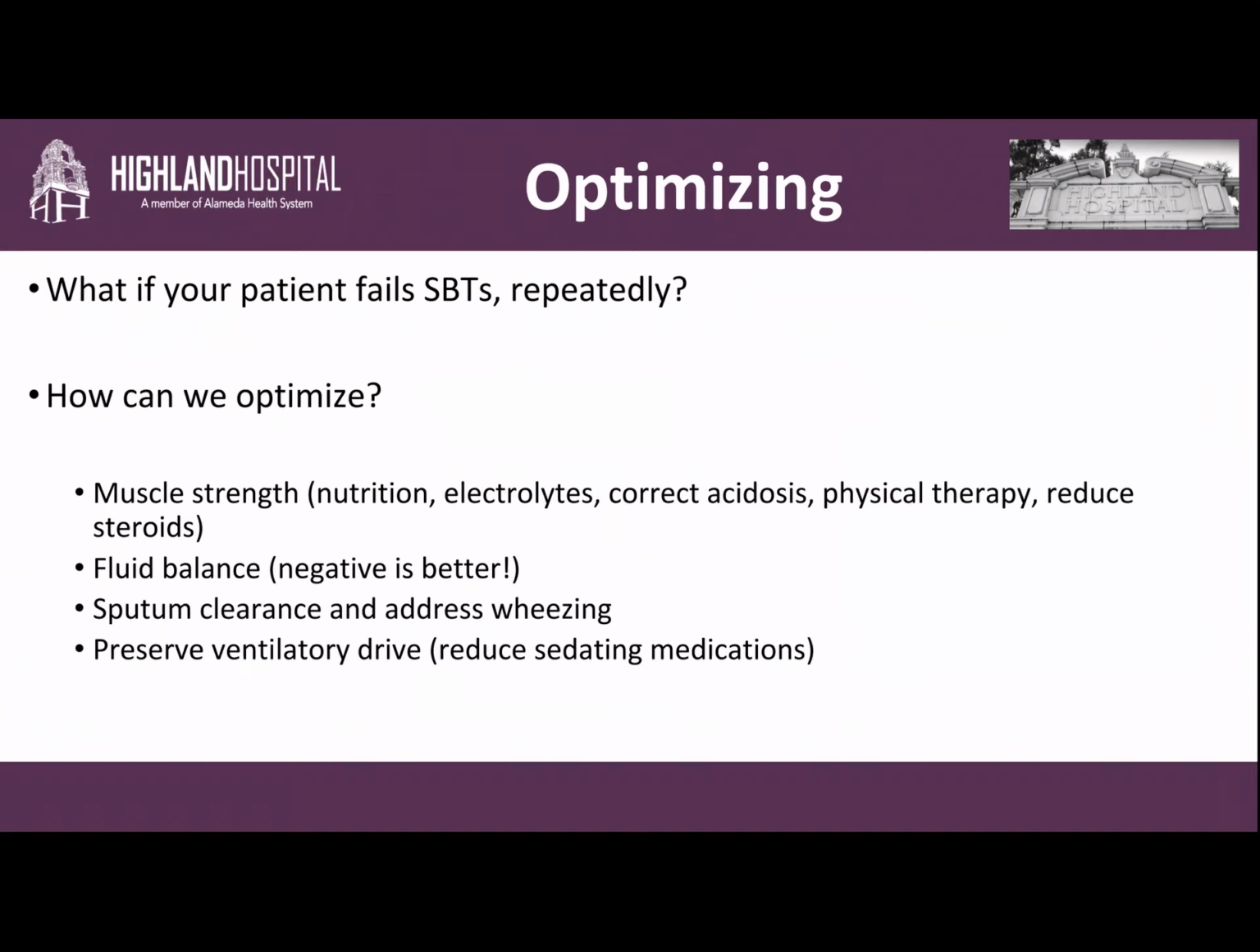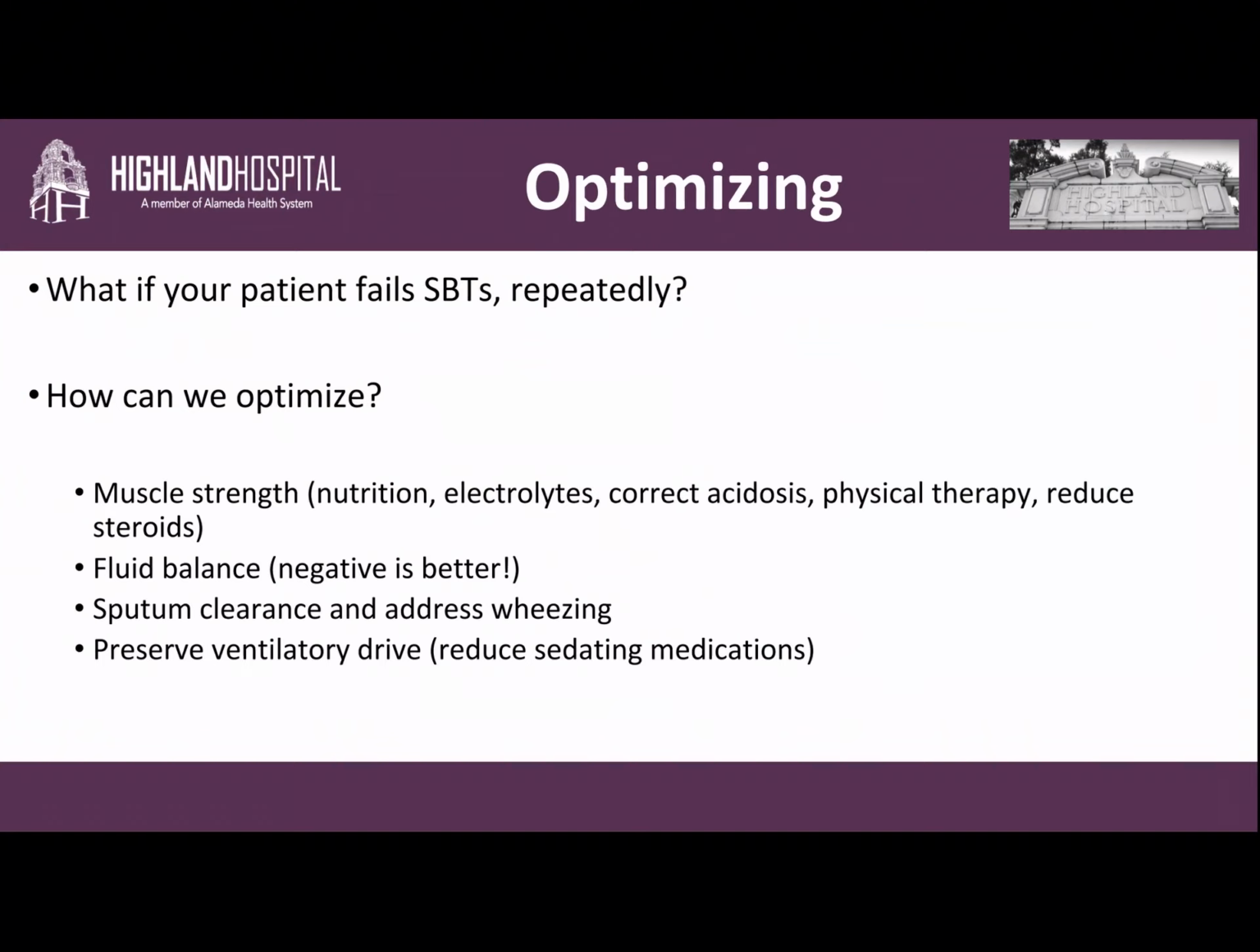Sometimes we run into a problem where our patients repeatedly fail spontaneous breathing trials. And there are things we can do to optimize them for success. First of all, we can focus on increasing their muscle strength by ensuring adequate nutrition, correction of electrolytes, correcting an underlying metabolic acidosis, offering physical therapy, and reducing the steroids that we give, because steroids, and especially steroids and paralytics, have been associated with muscular weakness.